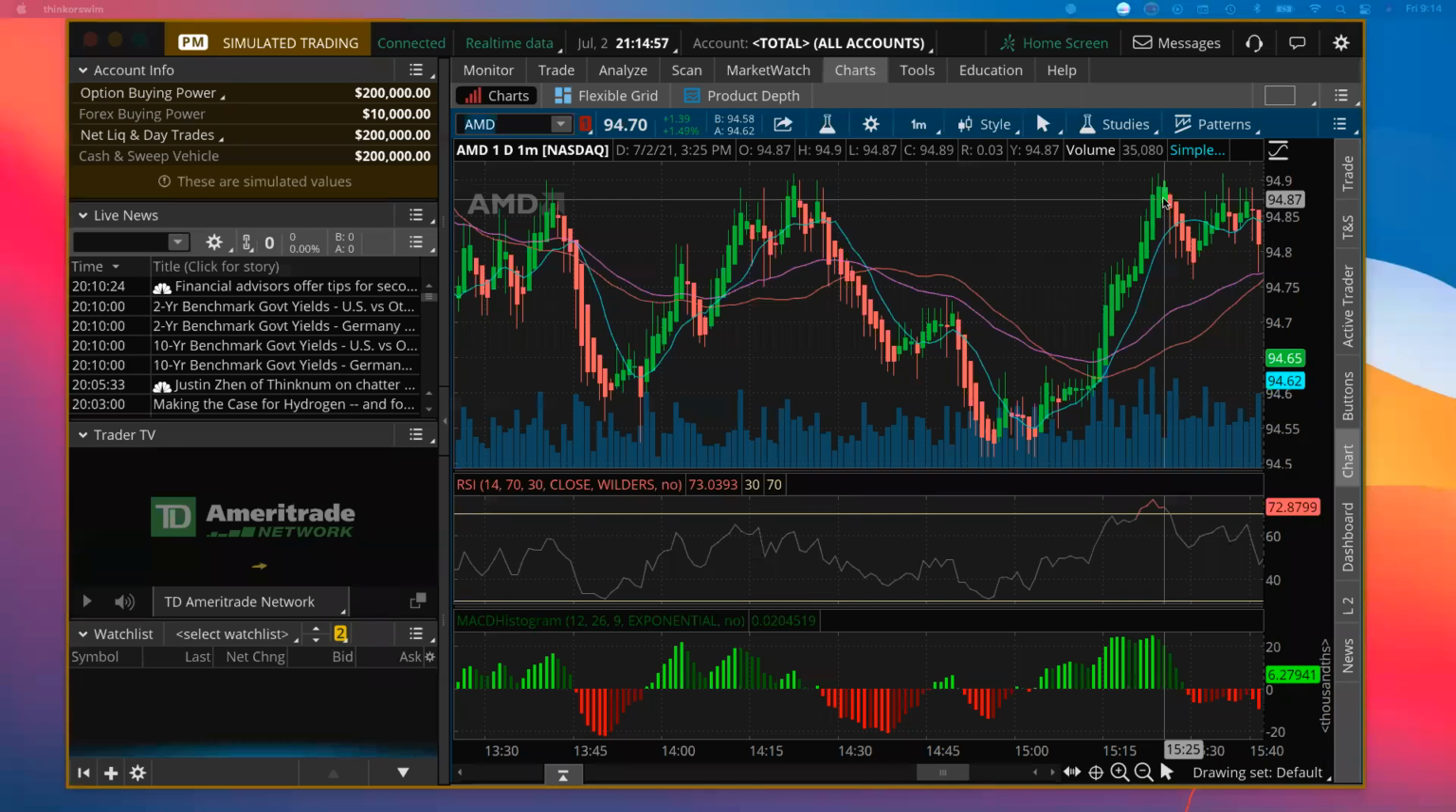So now you have a basic understanding of the differences between day trading and swing trading. Day trading is holding from 2 to 9 days. That's for swing trading, I'm sorry. Swing trading is holding for 2 to 9 days. Day trading is buying and selling within the same day.